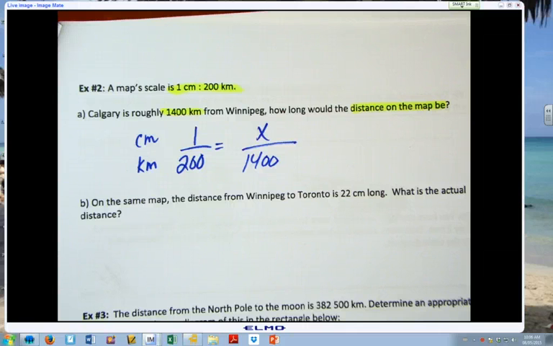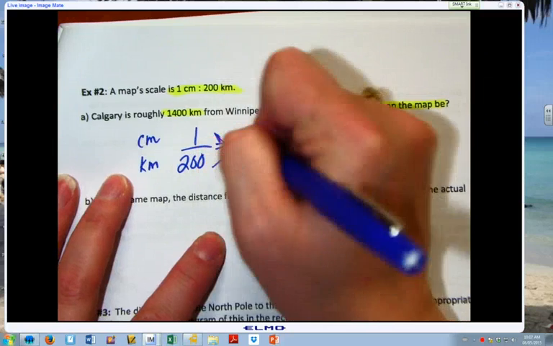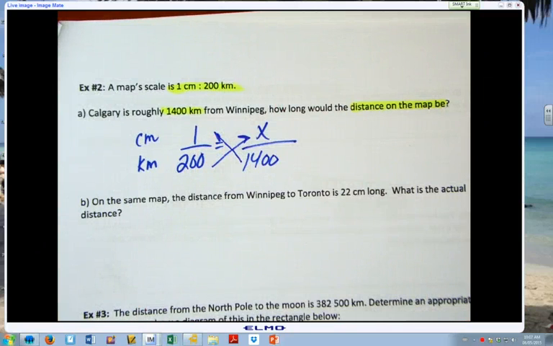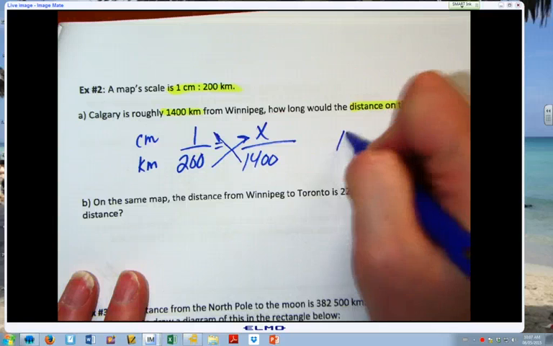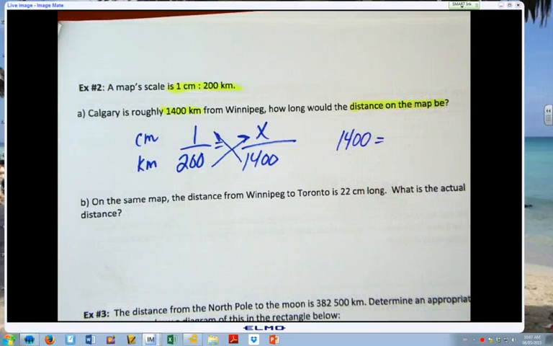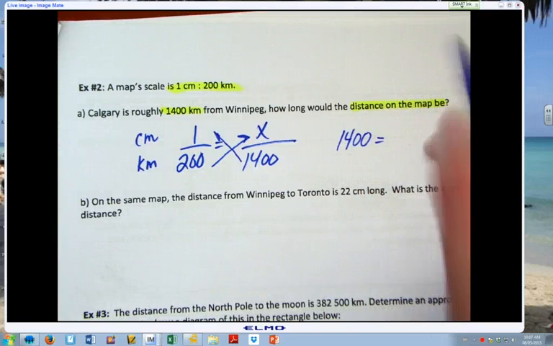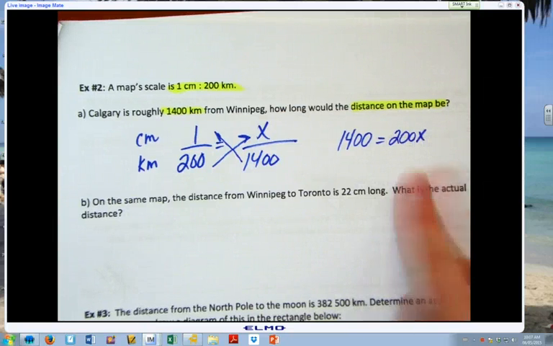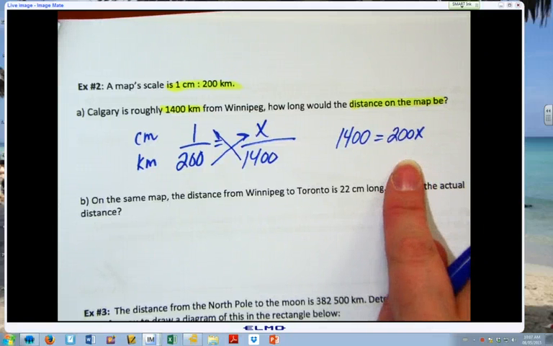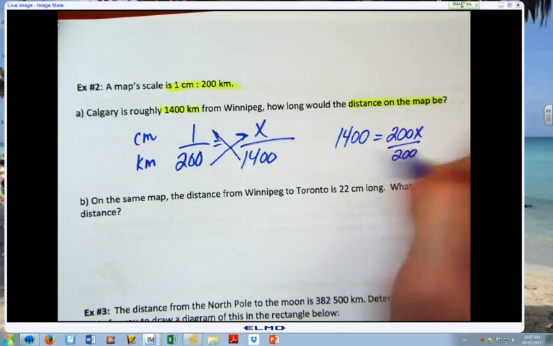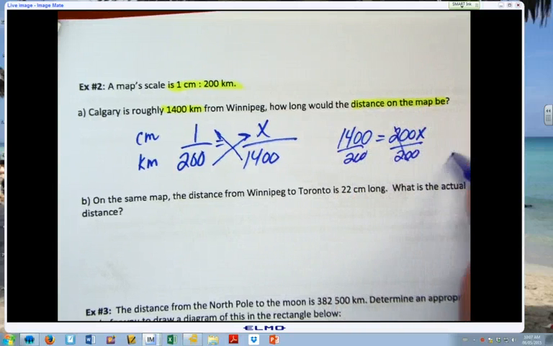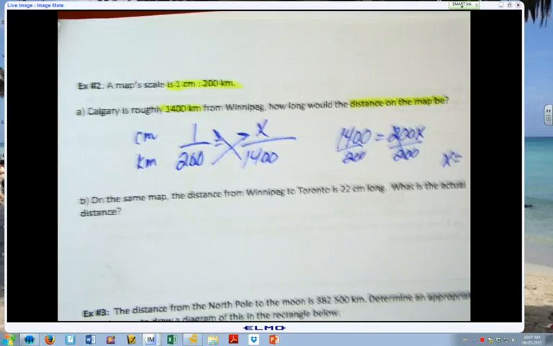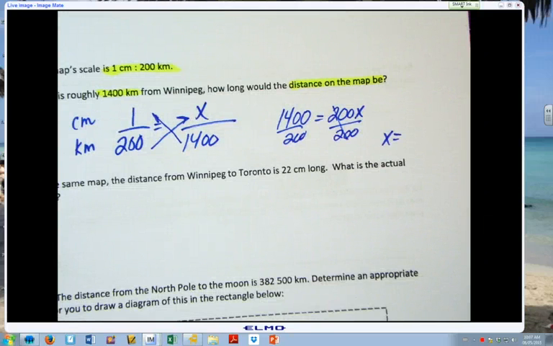Matt, did you have a question? I kind of heard something. Yeah. Okay. Cross multiply. 1 times 14. 200 times x. This now is like every equation we solved in Unit 4. How do we get rid of a coefficient of x? This would be a non-calculator question because the numbers are simple enough that you can just do it without. What's 14 divided by 2?